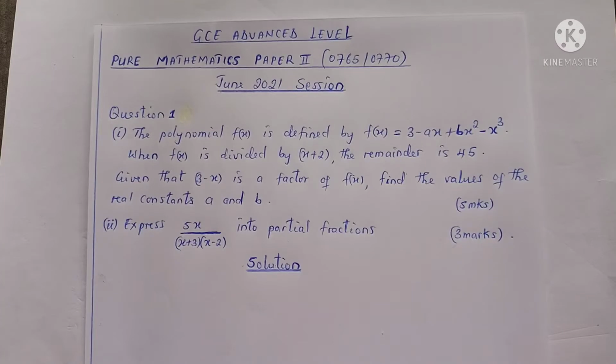And question 1 reads, the polynomial f of x is defined by f of x equals 3 minus ax plus bx squared minus x cubed. When f of x is divided by x plus 2, the remainder is 45. Given that x minus 3 is a factor of f of x, find the values of the real constants a and b.